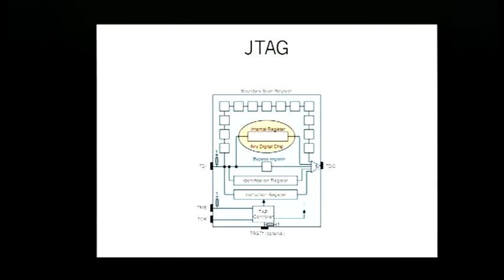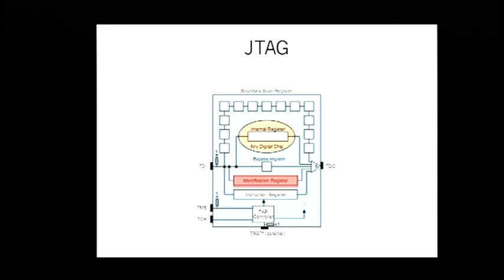I'm going to explain JTAG really briefly, just so you understand what the pins are for. We have four pins here. We have input, TDI, output, TDO, TCK, which is clock, and TMS, which controls the state of the TAP controller. We have a few registers as well. One of them is the identification register, which gives you the ID of this particular chip.